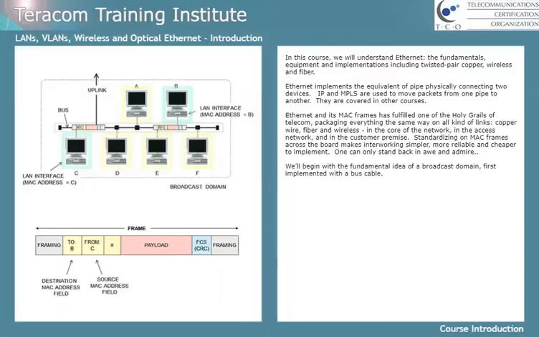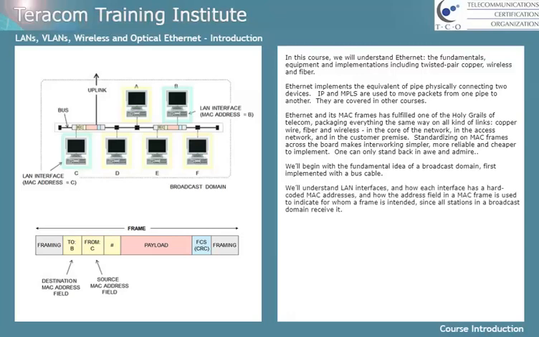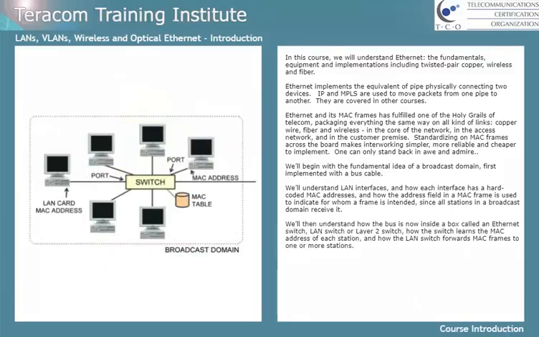We'll begin with the fundamental idea of a broadcast domain, first implemented with a bus cable. We'll understand LAN interfaces and how each interface has a hard-coded MAC address, and how the address field in a MAC frame is used to indicate for whom a frame is intended, since all stations in a broadcast domain will receive it. We'll then understand how the bus is now inside a box called an Ethernet switch, LAN switch, or Layer 2 switch, how the switch learns the MAC address of each station, and how the LAN switch forwards MAC frames to one or more stations.